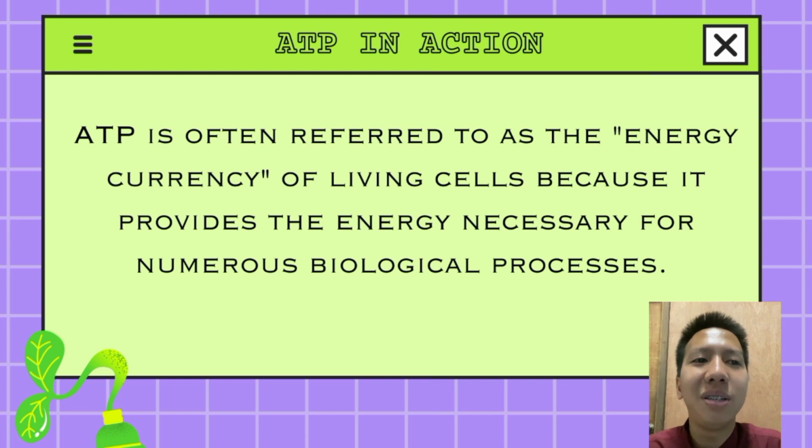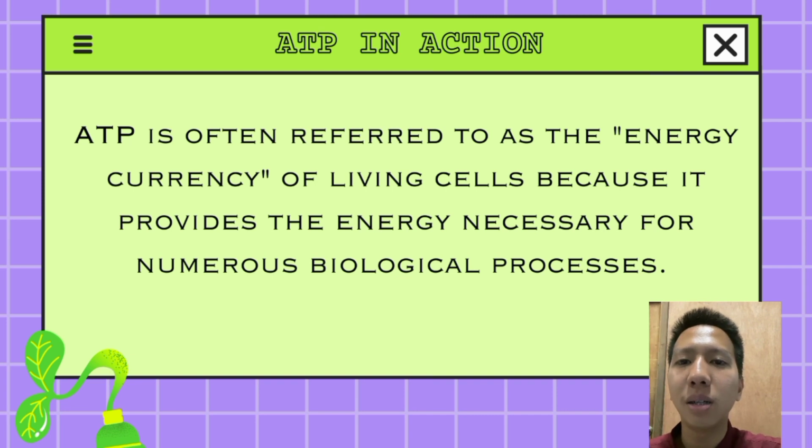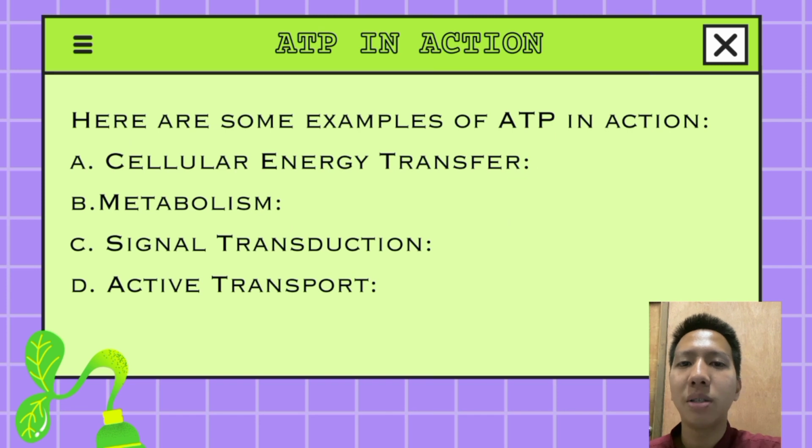ATP is often referred to as the energy currency of living cells because it provides the energy necessary for numerous biological processes. Here are some examples of ATP in action. A. Cellular energy transfer. ATP serves as an energy carrier within cells. When ATP is hydrolyzed, it releases energy that can be used to power cellular activities such as muscle contraction, active transport of ions across cell membranes, and synthesis of macromolecules like proteins and nucleic acids.